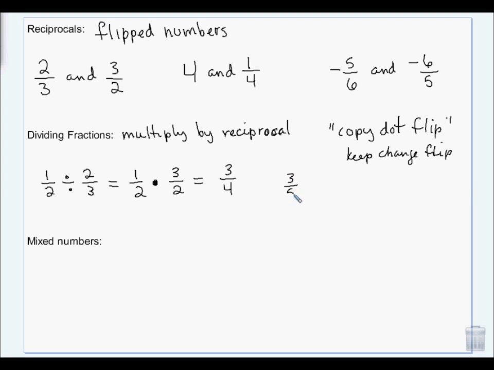Okay. Now if I have a situation like this, now that I've changed it to multiplication, now you can cross cancel, right? So I can cross cancel these 3's and then multiply. Okay, so you cannot cross cancel division, but you can cross cancel multiplication, so just be really careful with that.